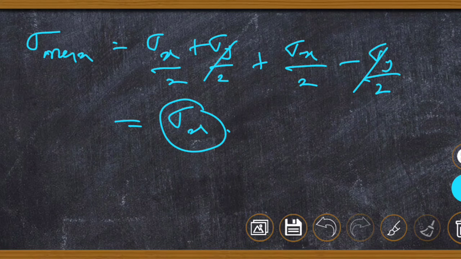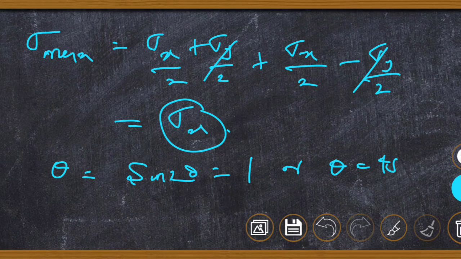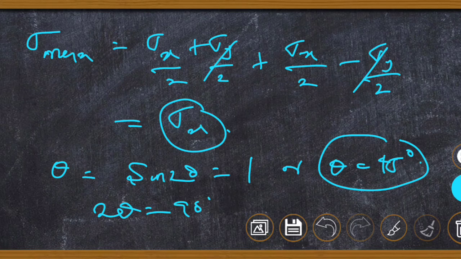Now, what about my maximum shear stress? When do we have maximum shear stress? Maximum shear stress only takes place when sine 2 theta is equal to 1, or when theta is equal to 45 degrees. So when the value of theta is equal to 45 degrees, we have the maximum shear stress. Or when 2 theta is equal to 90 degrees, we have the maximum shear stress. And when theta is equal to 45 degrees, we also have the maximum shear stress.